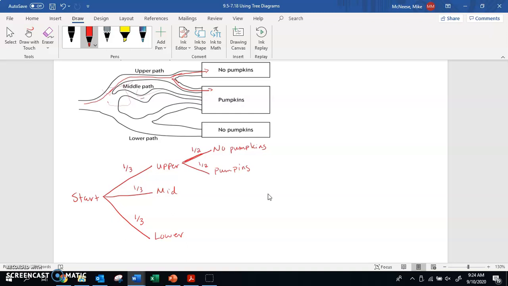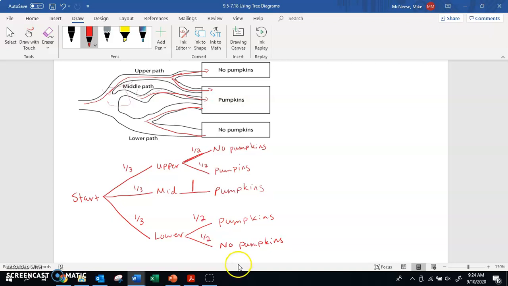The middle only has 1 path, and it always leads to pumpkins. So the middle goes to pumpkins. Now, since there's only 1 path, your probability is 1. It's 1 out of 1, or just 1. And then the lower is the same thing as the upper. The top option gives you pumpkins, the bottom option gives you no pumpkins. So we've got 2 paths right here, so pumpkins and no pumpkins. So probability of this one is 1 out of 2. On this one is 1 out of 2.